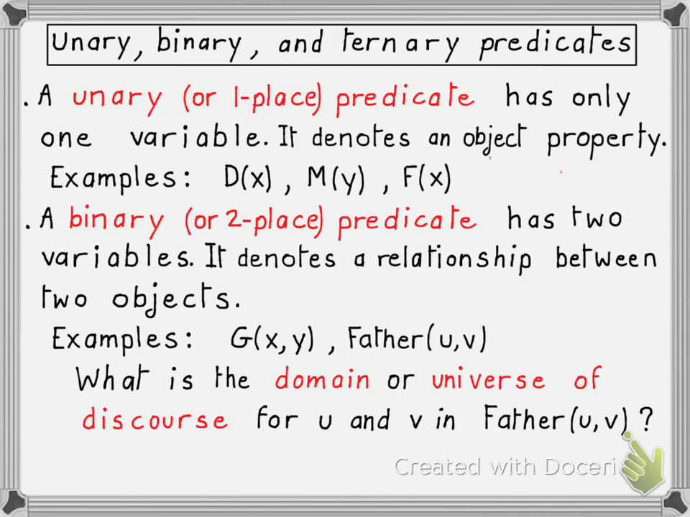So if u is replaced with the person David and v is replaced with the person Ben, then the proposition we obtain is father David Ben, which denotes the relationship that David is the father of Ben, which happens to be true. But if you replace v with the person called Judy and u remains David, then father David Judy is false, because David doesn't have any children named Judy.